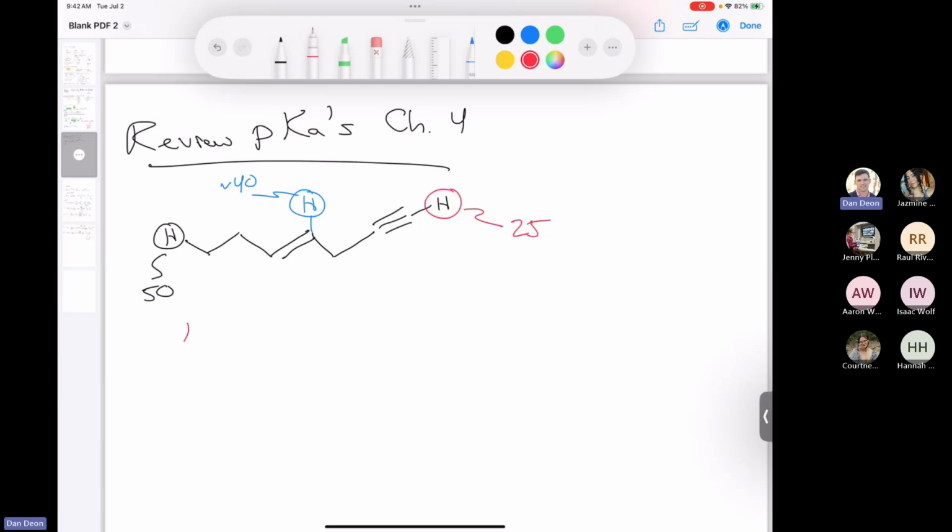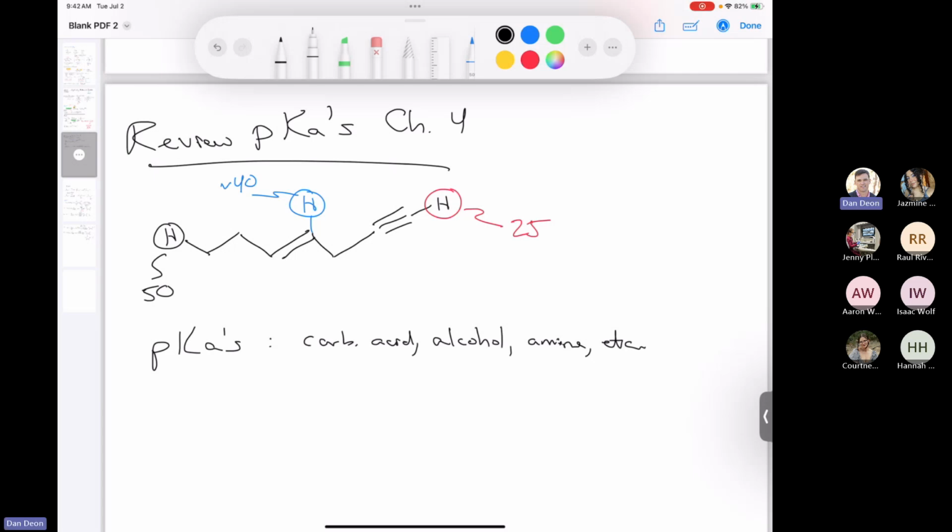You should also know the pKa's of something like carboxylic acid, alcohol, amine, etc. Anything that was in that table of pKa's that we looked at in chapter 4, make sure you're aware of your pKa's. Any pKa that we went over in this class, okay?